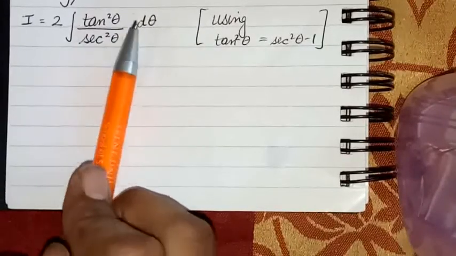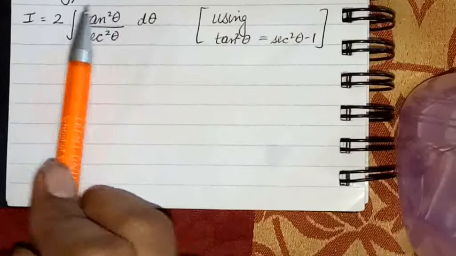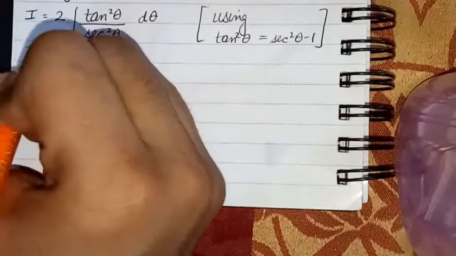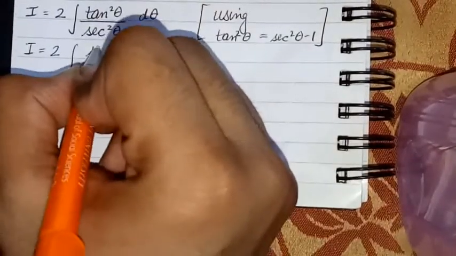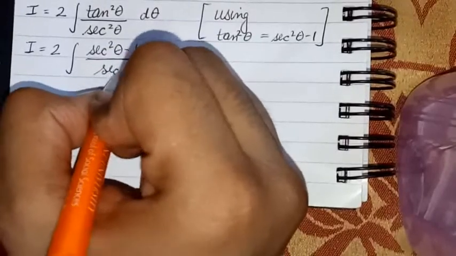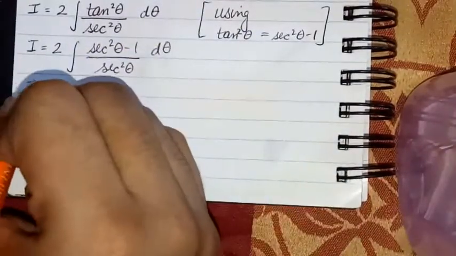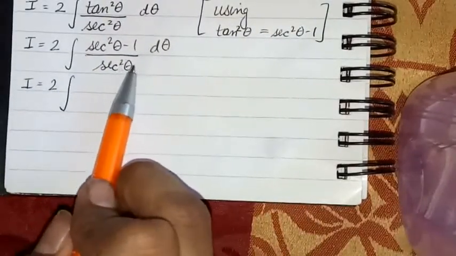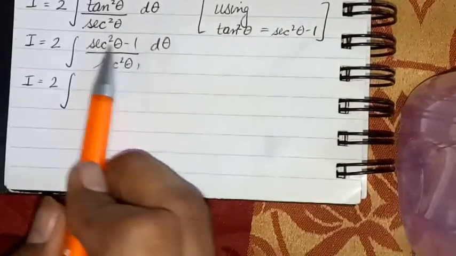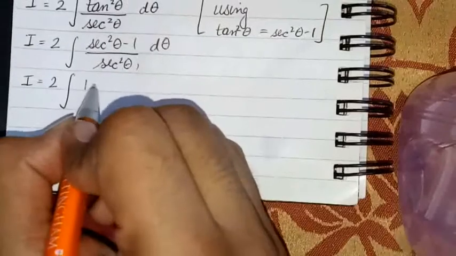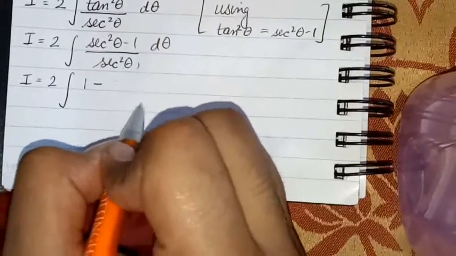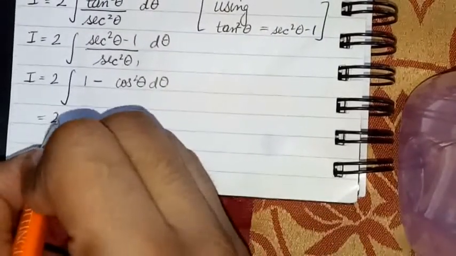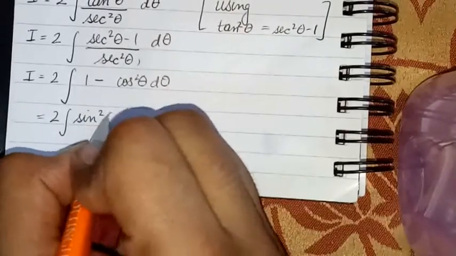Now in the numerator, this tan square theta term, I'm going to replace by this value, secant square theta minus 1. So I'm going to get I equals 2 integral secant square theta minus 1 upon secant square theta d theta. Now when I separate out this secant square theta individually with both these terms, I'm going to get 1 minus 1 upon secant square theta, and that is nothing but cos square theta, so 1 minus cos square theta d theta, which is equal to 2 integral sine square theta d theta.